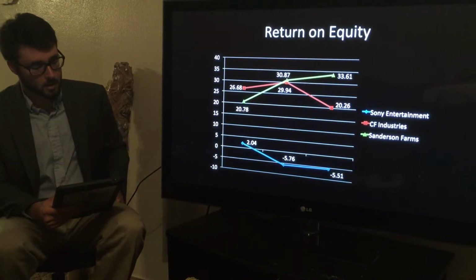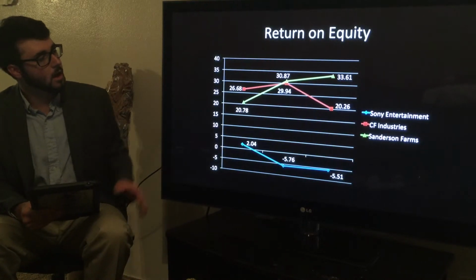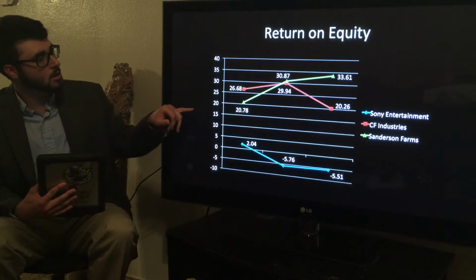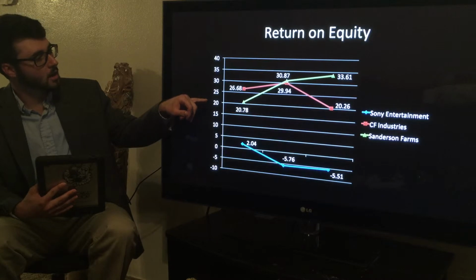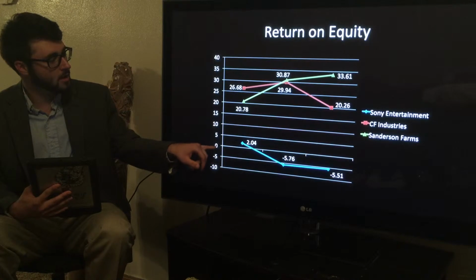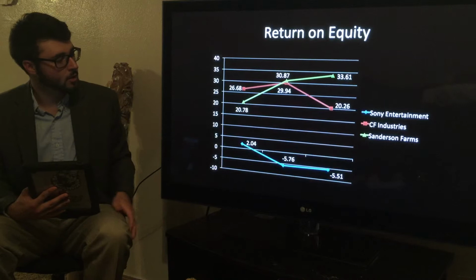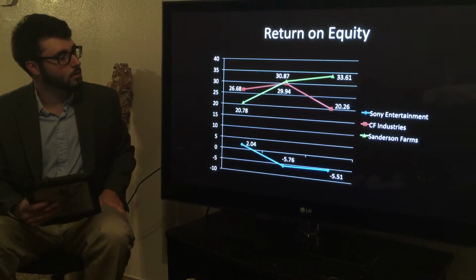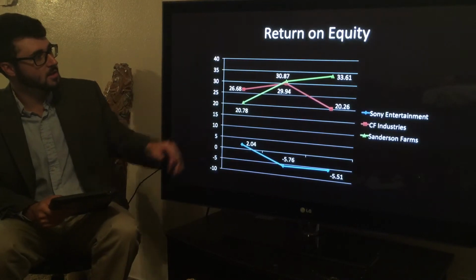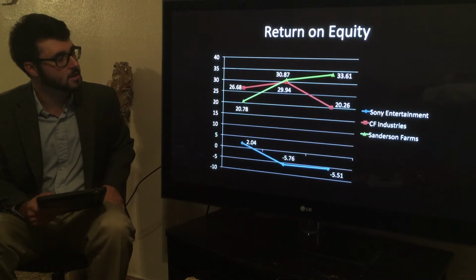Looking at this graph, you can see that Sanderson Farms is increasing. They're at the top, increasing all 3 years, or since the first year. And CF Industries goes up a little, and then they decrease. Sony Entertainment, on the other hand, is constantly decreasing, and they're in the negative numbers, which is bad. We don't want them to be in the negative numbers. For this graph, I would say Sanderson Farms definitely looks the most favorable. I predict that they're going to keep increasing.